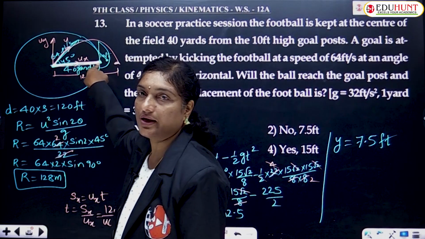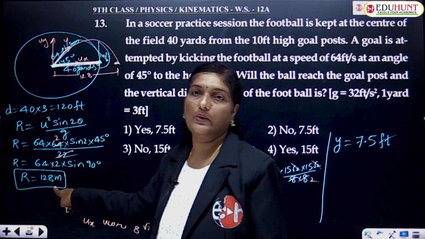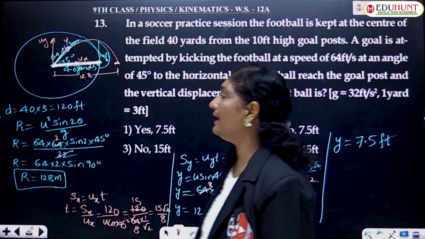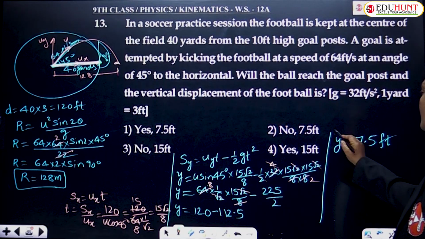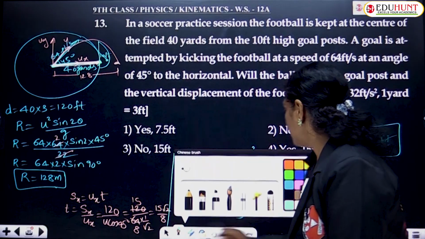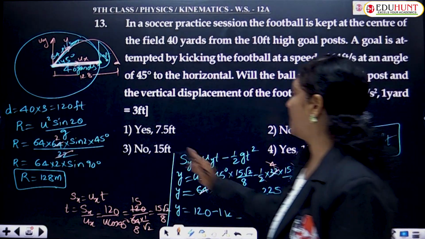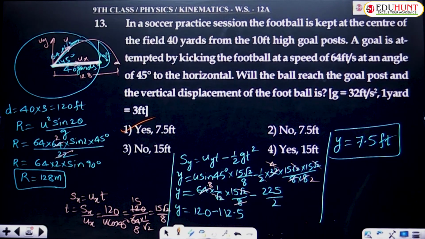Well, yes, earlier we said that the ball reaches the goal post because the goal post is only at a distance of 120 meters and the ball is able to reach a distance of 128 meters. So the ball can easily reach the goal post. Whereas the vertical distance covered by the ball is found to be 7.5 feet. Hence, the correct answer must be yes and 7.5 feet. That is, the first option must be true. Clear, children? Well.